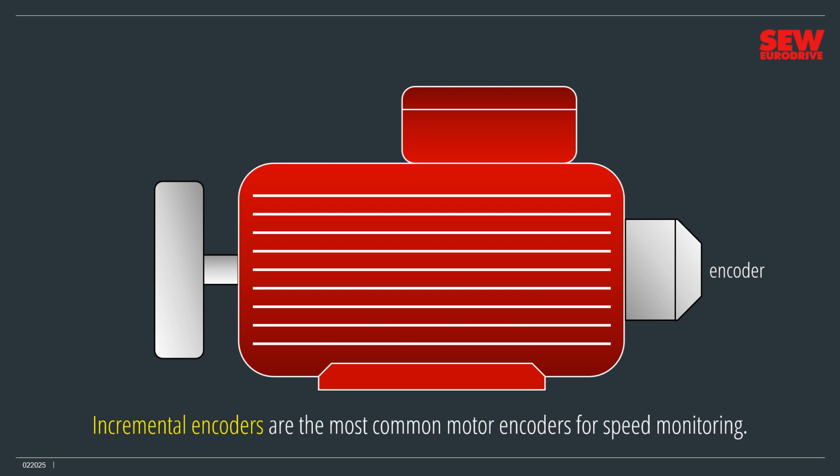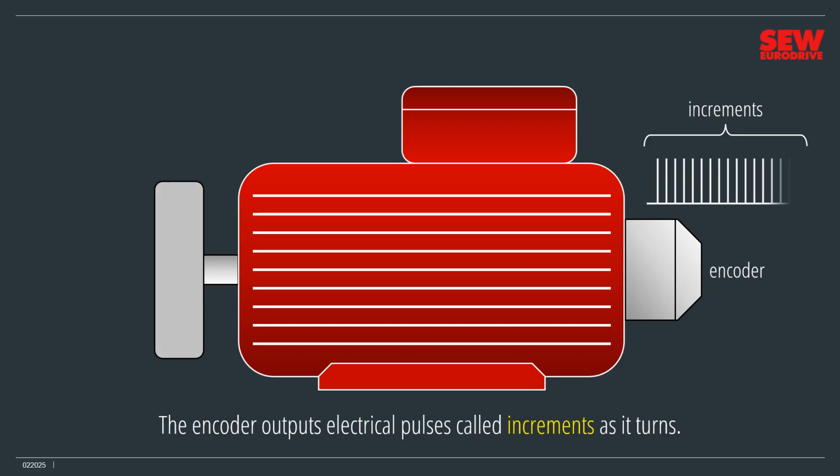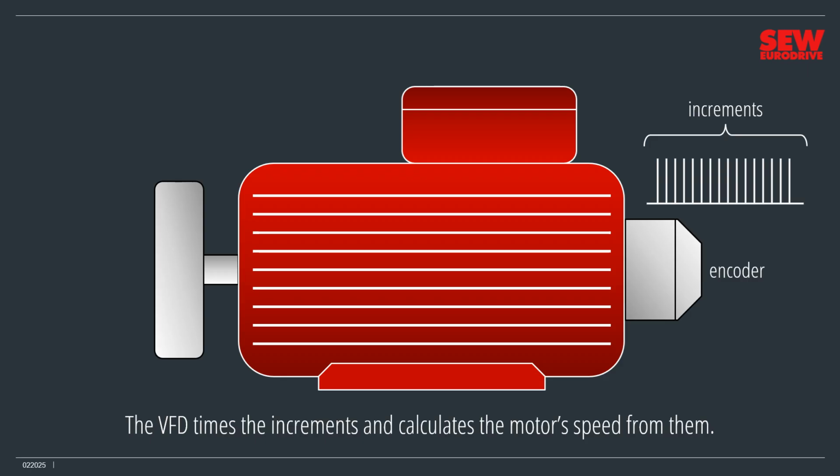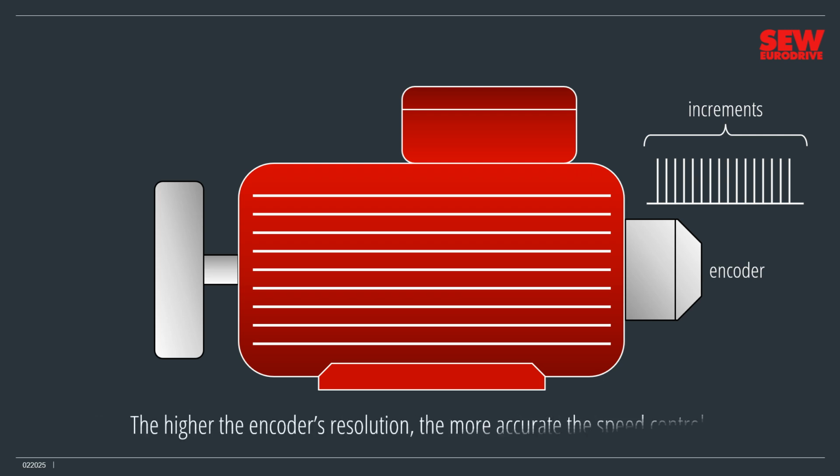Incremental encoders are the most common motor encoders for speed monitoring. They're relatively inexpensive. The encoder outputs electrical pulses called increments as it turns. The faster the motor spins, the faster the encoder outputs those pulses. The VFD times the increments and calculates the motor's speed from them. The more increments the encoder outputs per revolution, the higher its resolution. The higher the encoder's resolution, the more accurately the VFD can control the speed. As you can imagine, however, the higher the resolution, the more expensive the encoder will be. For applications requiring only moderate accuracy, a low or medium resolution encoder may be perfectly acceptable.